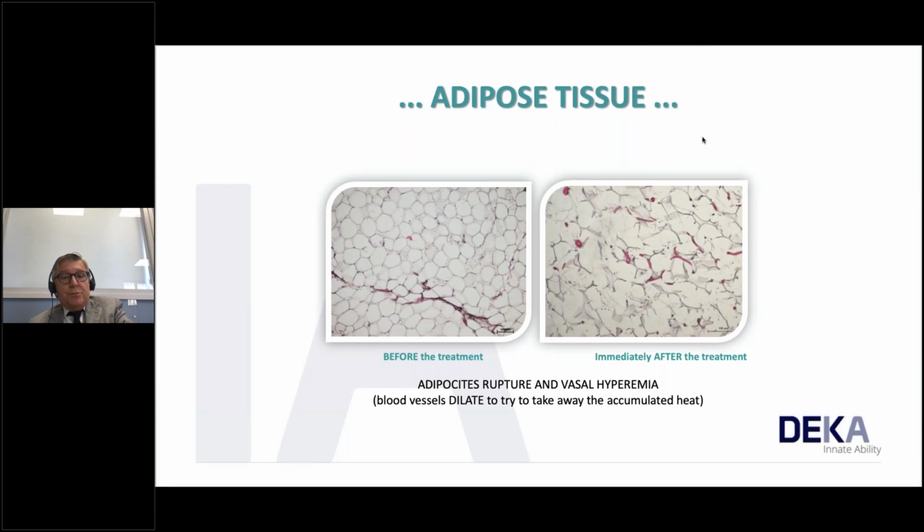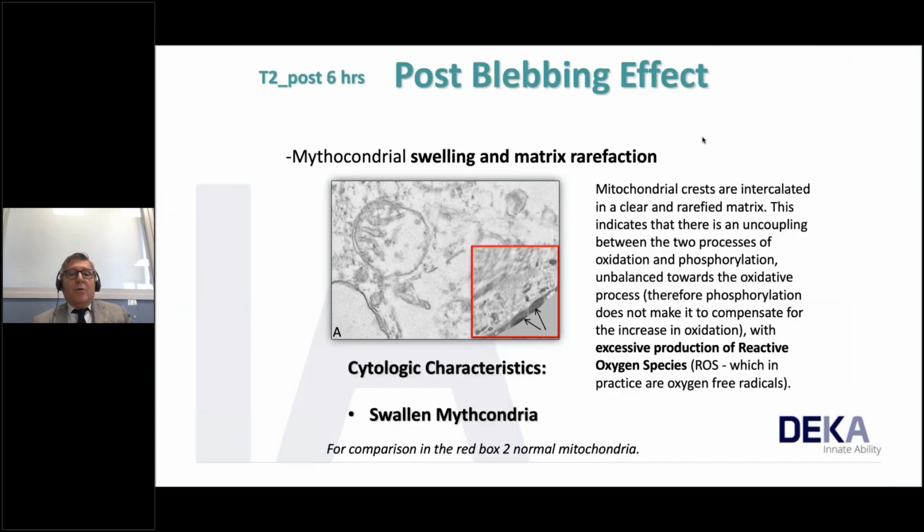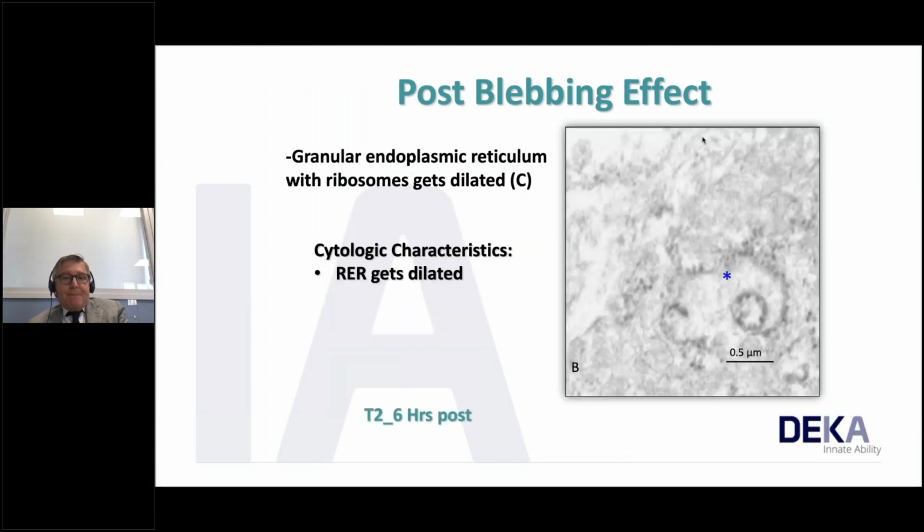You see the adipose tissue immediately after the treatment. We have adipocytes rupture and vessel hyperemia. Blood vessels dilate to try to take away the accumulated heat. Then we have the so-called exocytosis with the blebbing effect. And you see, compared to the normal, the mitochondria become swollen. And there is a matrix rarefaction. Even the granular endoplasmic reticulum ribosome gets dilated.